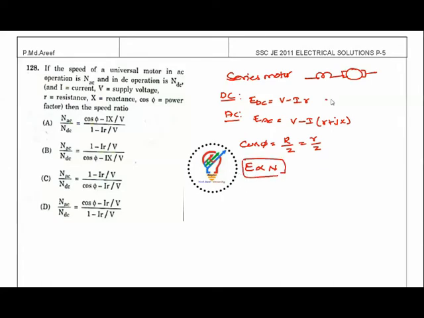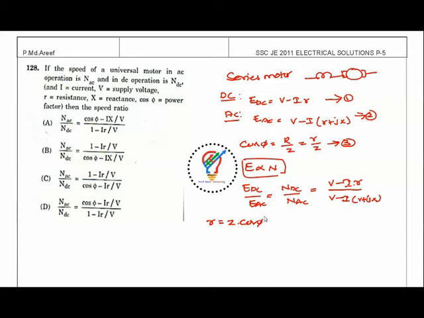Based on this relationship, from equations 1 and 2 and from 3, what you can write is EDC divided by EAC is equal to NDC divided by NAC, which is equal to V minus I into R divided by V minus I into (R plus jX). By substituting R as Z into cos phi in the above equation, we find NAC by NDC as cos phi minus I into R divided by V, divided by cos phi of 1 minus I into R divided by V. So this is the final conclusion that we get. None of the answers matches this answer, so for this problem, the answer is not available.